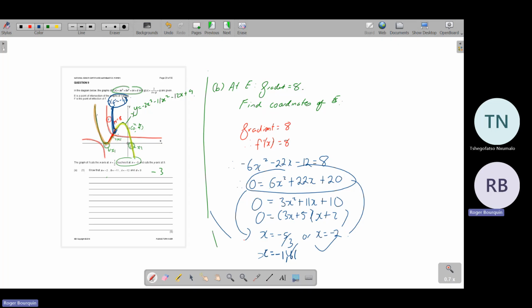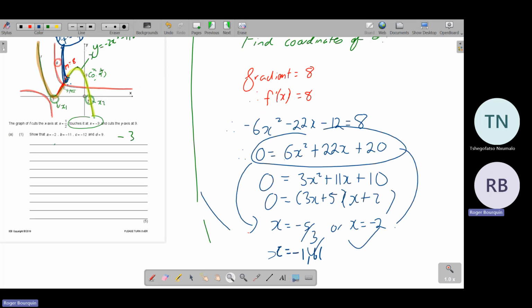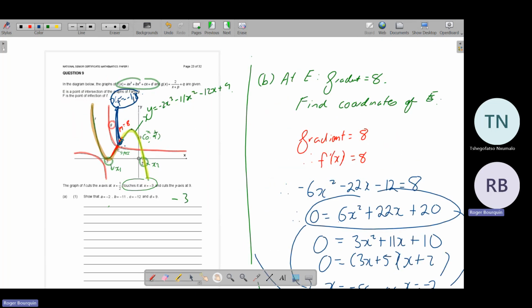Do you see that? So which one is E? Is it negative 2 or negative 5 over 3? They're checking you looking at the graph. That's the only way you can figure that out. Does that make sense? So the X coordinate of F was negative 1.8. So the X coordinate of E must be to the left, so it must be negative 2. Are we happy with that?